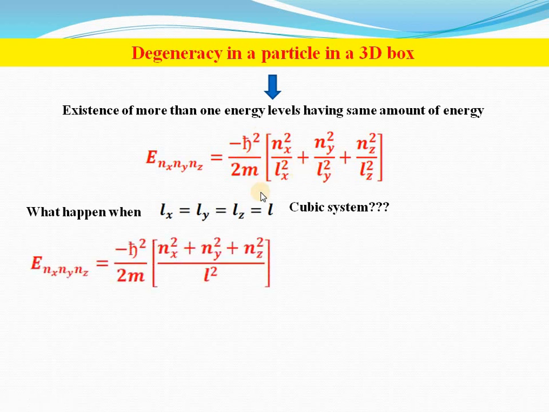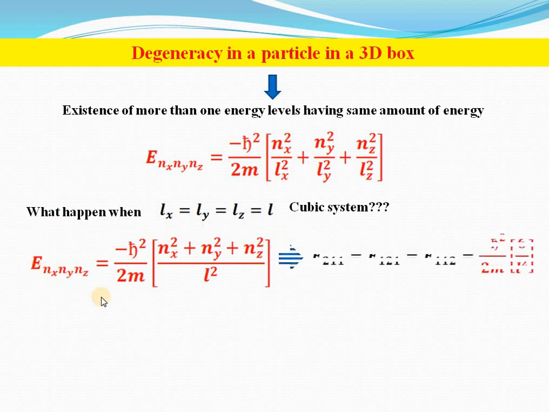So the modified equation for a cubic system will be E(nx, ny, nz) is equal to minus ħ² / 2m into (nx² + ny² + nz²) / L². So this is the modified energy equation for a particle inside a 3D box, but this box is a cube.